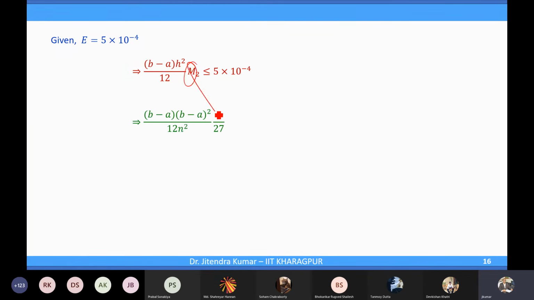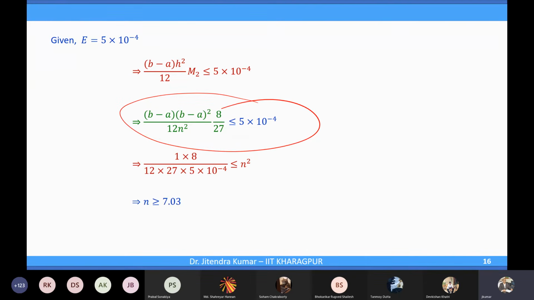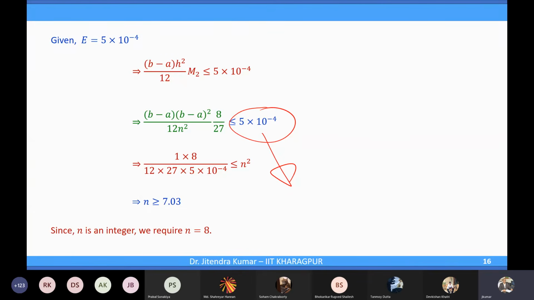And now this M2 we had already computed, 8 by 27. Keep it there. Then I convert this h in terms of n, because there is a relation (b minus a) divided by n is equal to h, so that h can be converted into n. Out of this relation you get n. Once you do that calculation, you will realize that your n should be greater than 7.03, and n is an integer. So if you take n as 8, you are safe, and definitely your error is going to be less than this.